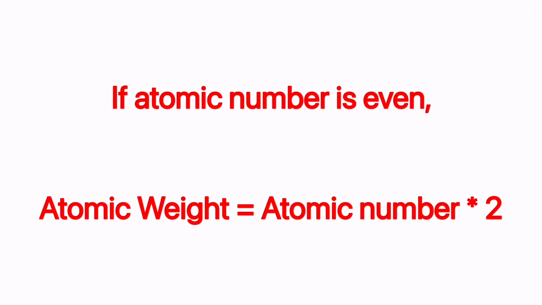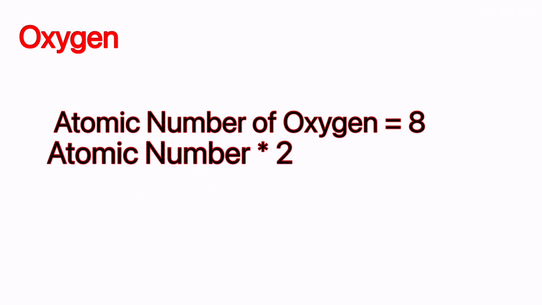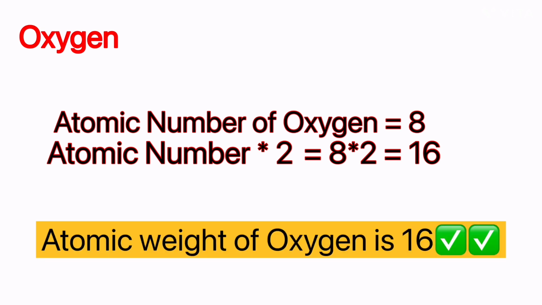For calculating atomic weight, there are other methods as well. If the atomic number is even, atomic weight is equal to atomic number multiplied by 2. If we take the example of oxygen, the atomic number of oxygen is 8, and when it is multiplied by 2, it gives 16, meaning the atomic weight of oxygen is 16.